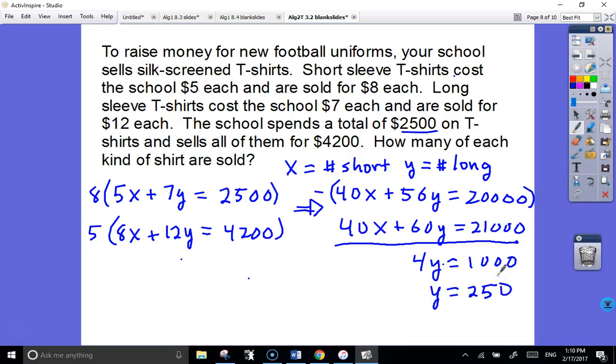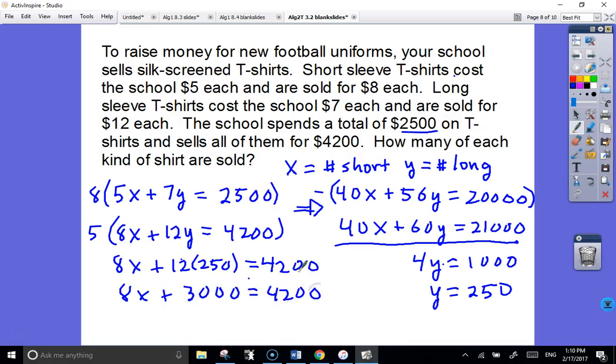Right, now we've got to solve for the other. I think I'm going to go with the second equation. 8x plus 12 times 250 equals 4,200. 12 times 250, so it'd be 3,000. Subtract 3,000. 8x equals 1,200. So x equals 150.